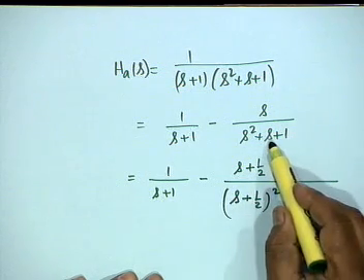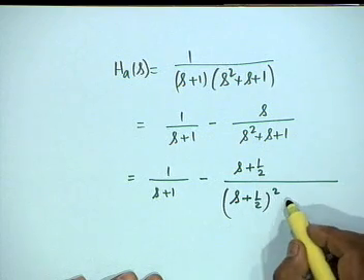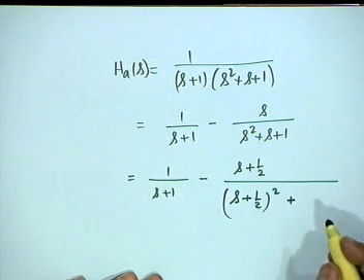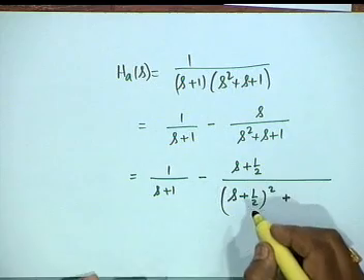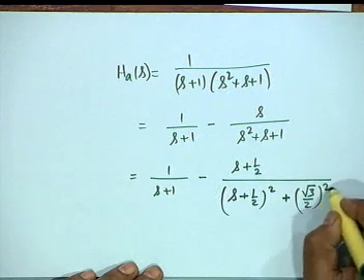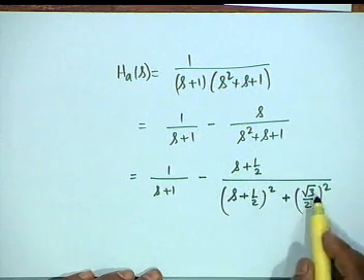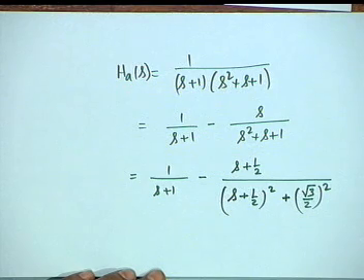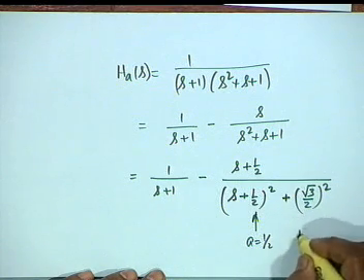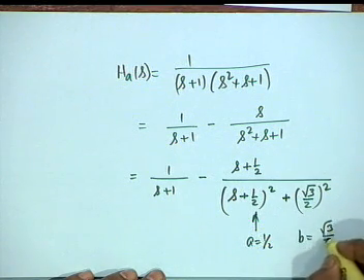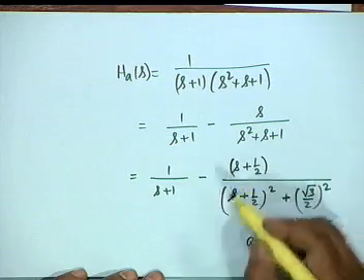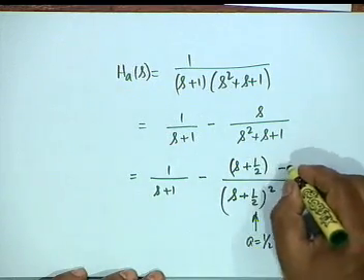I have to bring this term plus 3 by 2, root 3 by 2 whole square. This gives you 1/4 and this will give you 3/4. So, 1/4 plus 3/4 is 1. In other words, I identify my a as half and b as root 3 by 2. And s I write as s plus half minus half.